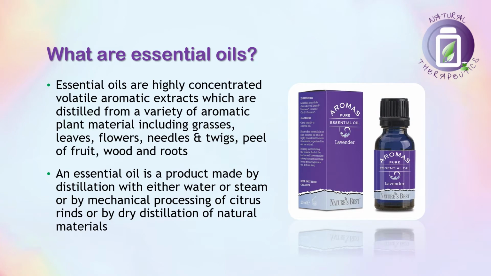So what are essential oils exactly? They're described as being highly concentrated, volatile aromatic extracts. And what does this mean? They're highly concentrated because they are distilled by man, and volatile because they are so light molecularly that they will just float away in the air, and aromatic because they smell, extracts because they come from plants. So the aromatic plant materials include things like grass.